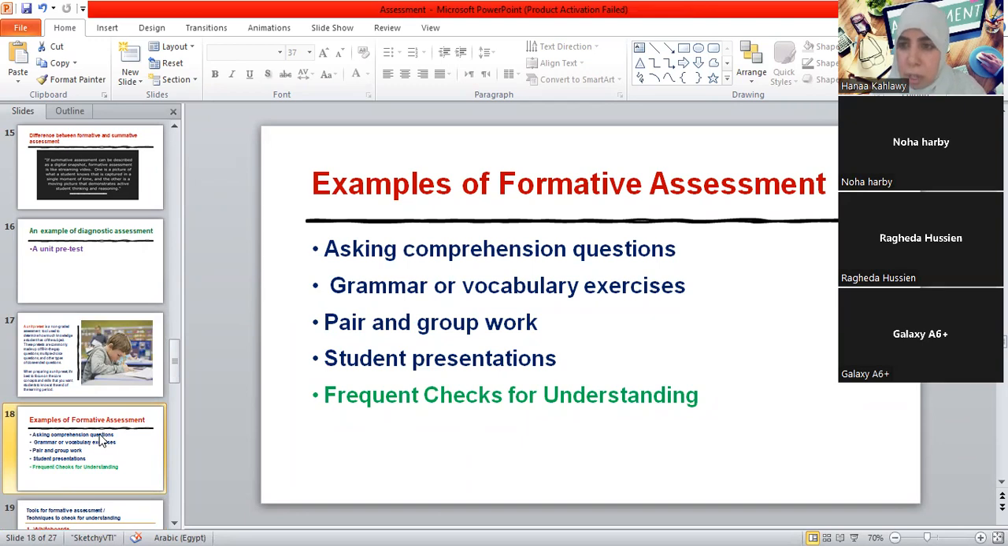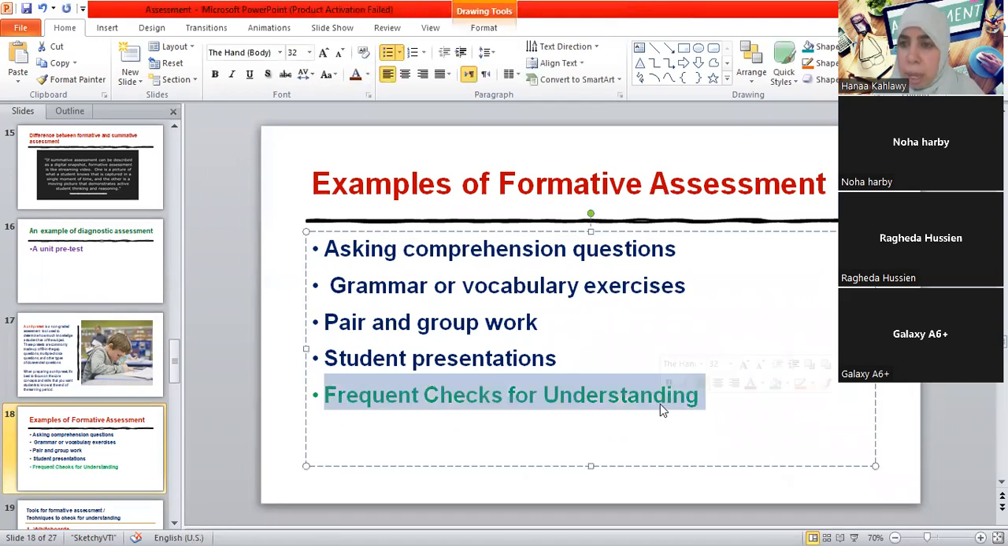Asking comprehension questions to check their understanding, because formative assessment is all about checking the students' understanding, current level, okay? Grammar or vocabulary exercises, pair work and group work, students' presentations, and frequent checks for understanding. And this is really what I'll talk about now. Frequent checks of understanding.